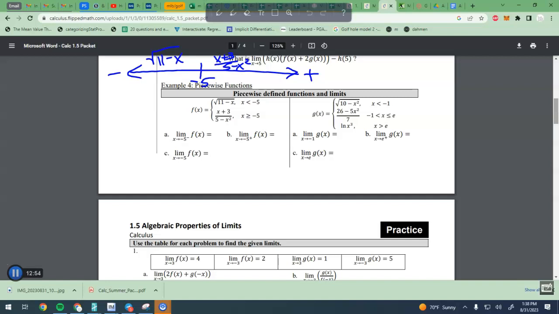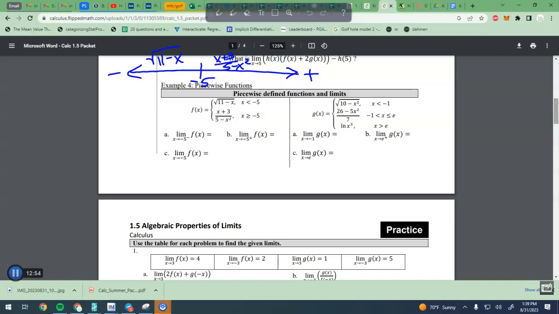So from the left means I want to come from the left-hand side. Well, which equation applies to the left-hand side? The square root of 11 minus x. So this number line helps people. You don't necessarily have to have it. If you just go, okay, from the left, that means numbers smaller than negative 5. That less than sign also means numbers smaller than negative 5. So that's the one I'm going to use.